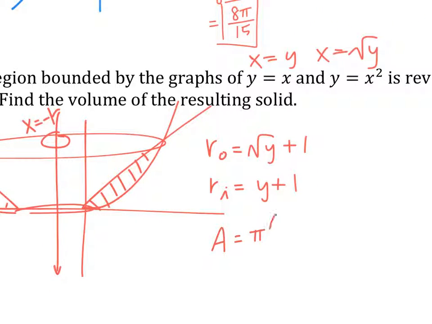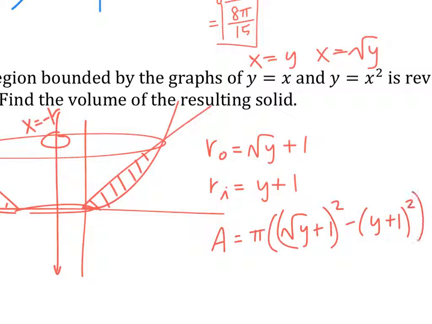Area is going to be pi, the outside one squared, minus the inside one squared. And then you can probably do the rest. Okay, so try it and let me know when you have the answer. Okay, the volume is pi over 2.